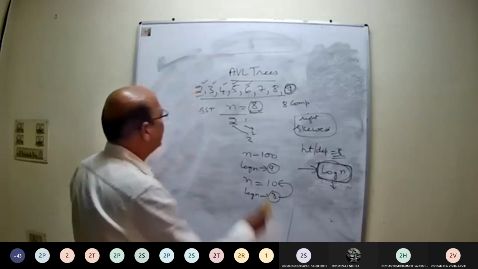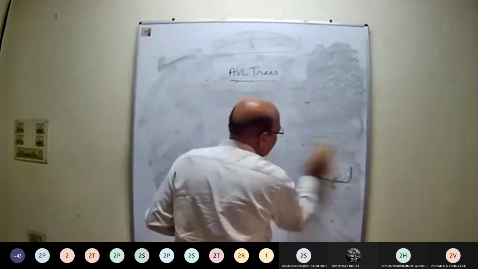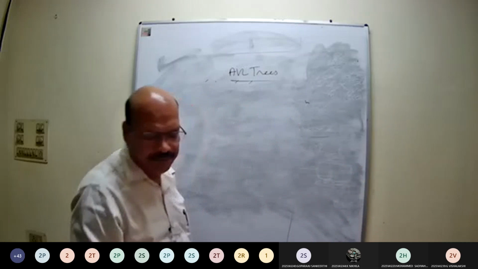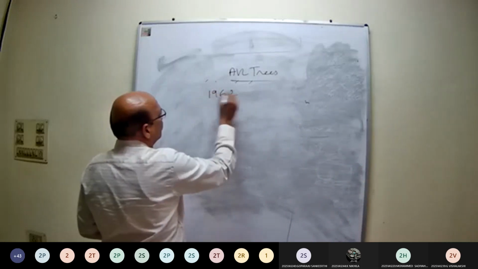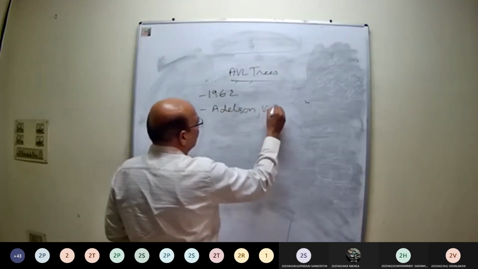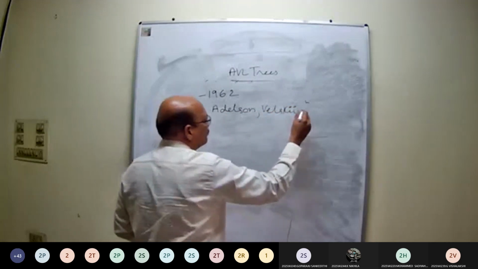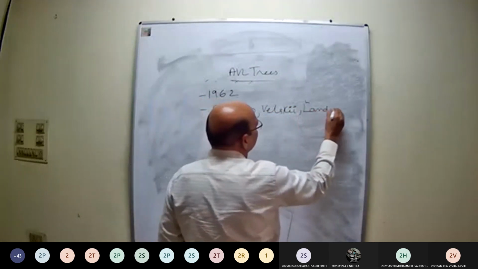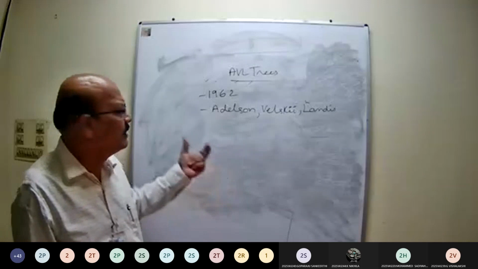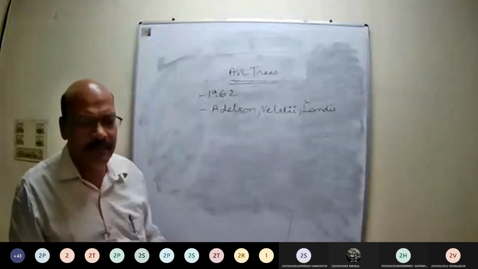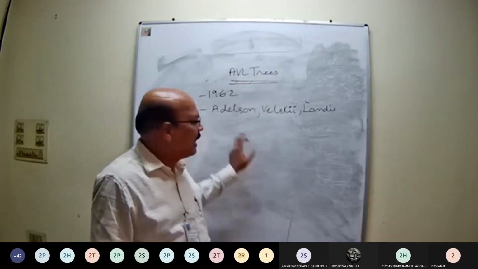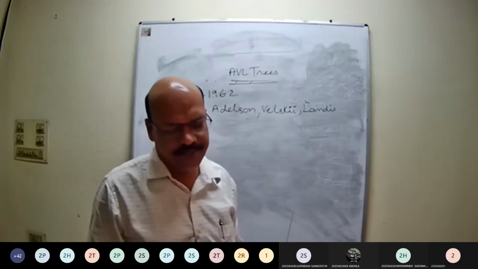And finally, in 1962, 3 persons from Denmark: Adelson, Belsky, and Landis. So these are the names of the 3 persons. So with their names, this height balanced binary search tree is named as AVL tree. Adelson, Belsky, Landis trees.